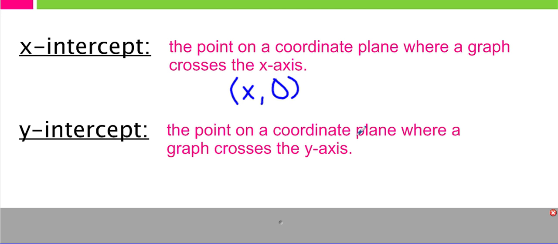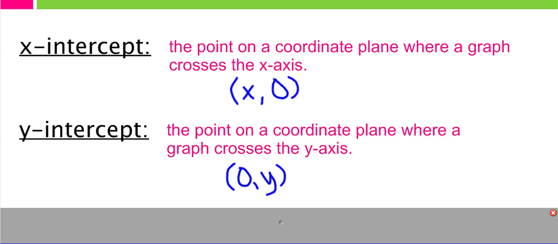This will allow the graph, whether it be a line or some other type of shape, to sit on the x-axis with an ordered pair of x and 0. Opposite of that, a y-intercept is going to have an ordered pair with 0 as its x value, and then some value for the y value in the ordered pair.